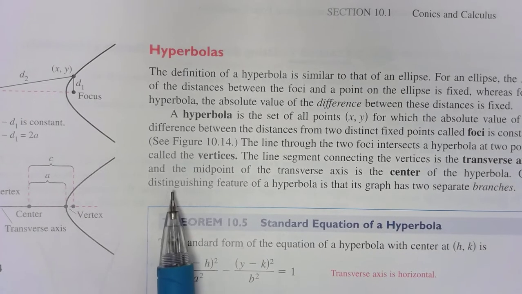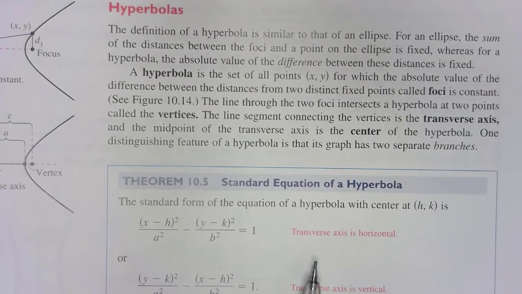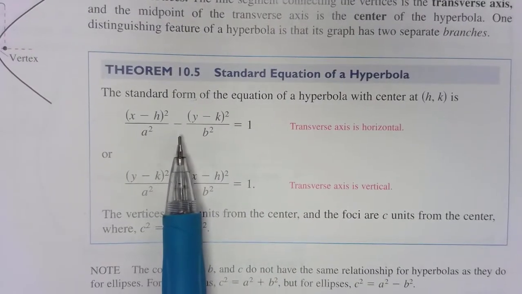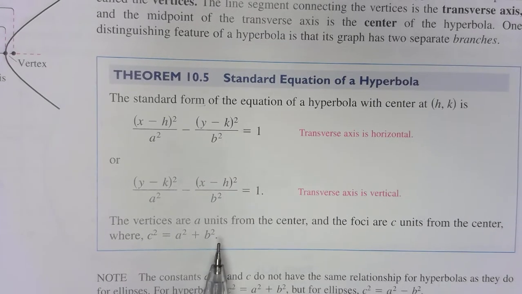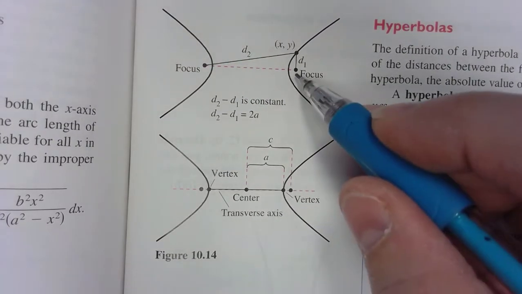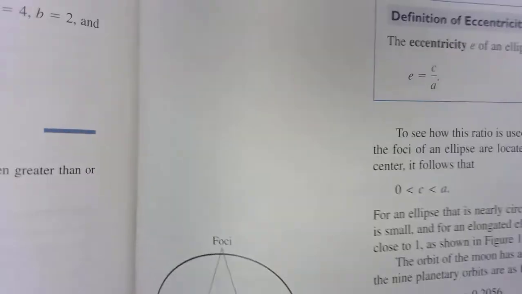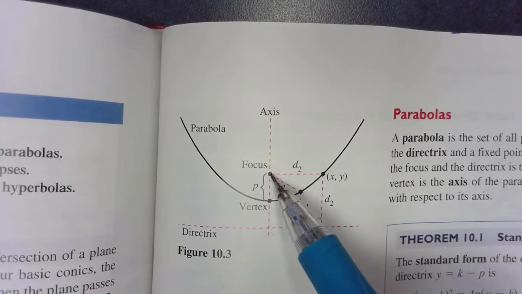One distinguishing feature of the hyperbola is that we have 2 separate branches. Again, notice that my equation looks very similar to the ellipse, except there's a subtraction sign. Also, notice that a squared, the larger distance, is with the positive term. Also, c squared is a squared plus b squared. That looks like the Pythagorean theorem. Well, if we look here, notice that c takes you to the focus, and the focus lies inside the curve, just like the focus of an ellipse was inside the curve, just like the focus of a parabola is inside the curve.